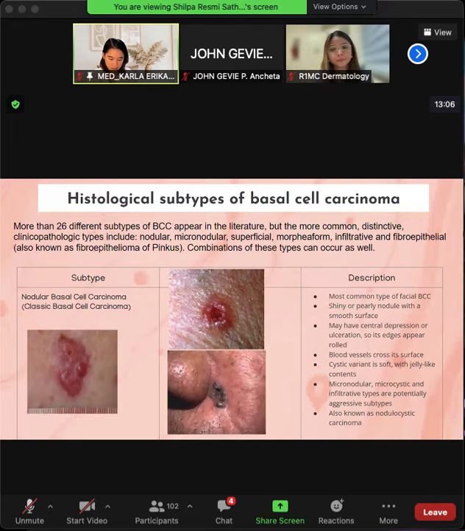So first I'm going to discuss the subtype nodular basal cell carcinoma. Description: most common type of facial BCC, a shiny or pearly nodule with a smooth surface. May have central depression or ulceration, so its edges appear rolled. Blood vessels across its surface. Cystic variation is soft with jelly-like contents. Micronodular, microcystic, and infiltrative types are potentially aggressive subtypes, also known as nodulocystic carcinoma. Next, please.